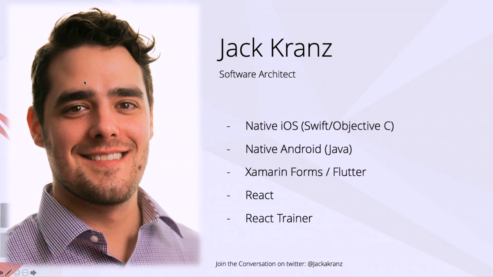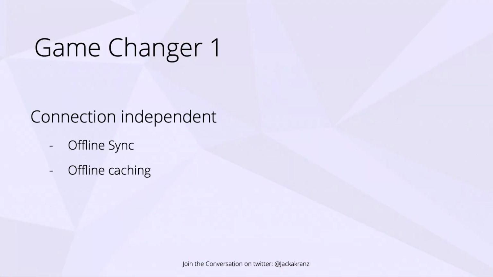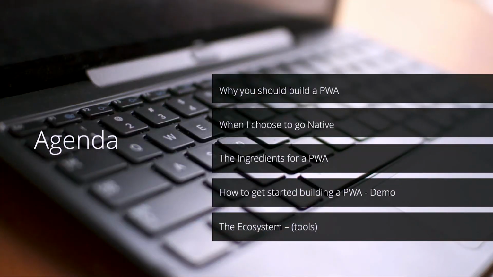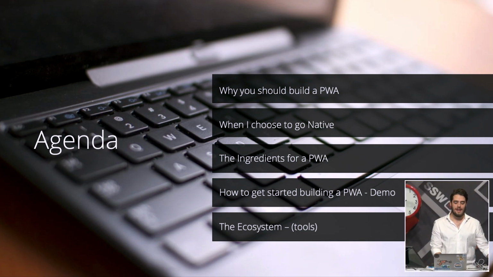But anyway, that's a little bit about how to install it on an iPhone, and obviously you get that nice little prompt if you're on an Android phone. What we're going to do tonight is I'll tell you about why you should build a progressive web app if you're not already convinced based on those game changes, and I'll go over how I choose when to build a PWA or when to go native, and cover some interesting or useful tools. And then we're actually going to get started on developing one. So I'll tell you what the main ingredients are, and then we'll go into a code demo and configure a progressive web app from scratch.